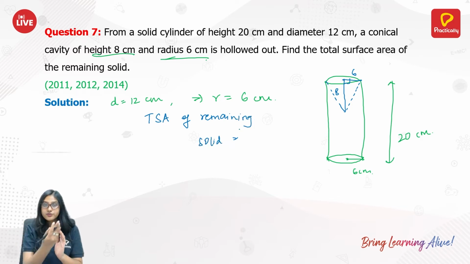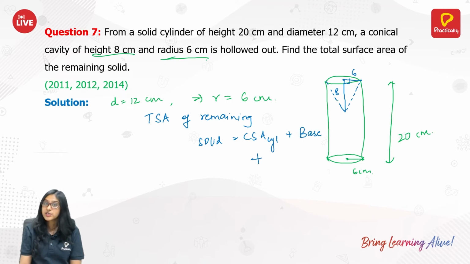First, the curved surface area of cylinder plus base of the cylinder plus curved surface area of cone, obviously, no? Come on, now you know the formula, substitute it. CSA of cylinder is what? 2 pi RH.